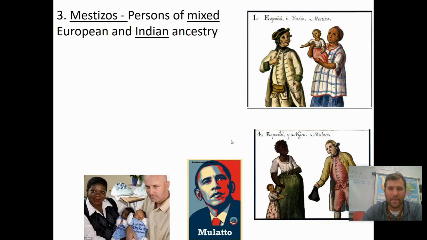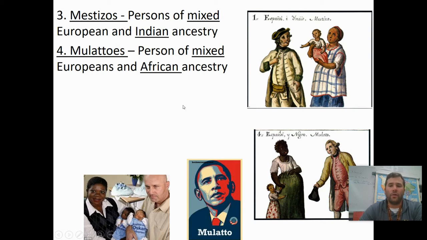Okay? Next on the list, you have the mixed race people. You have the Mestizos, people mixed between European and Indian ancestry, right? Native American Indians lived in this area. Typically, you had a Latin American man, Indian woman. The baby would be a mestizo. This little girl would be a mestizo. Mulattoes, you have a mixed race between European and African ancestry. Okay, usually it was an African woman, European man. The baby would be a mulatto.